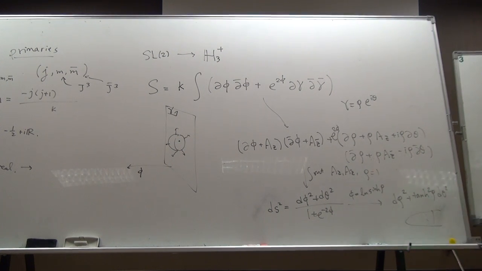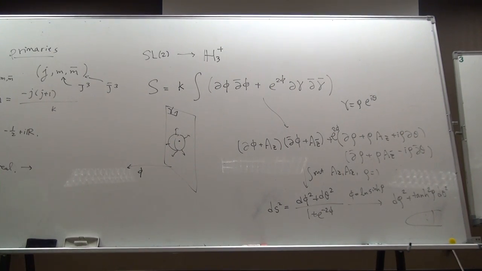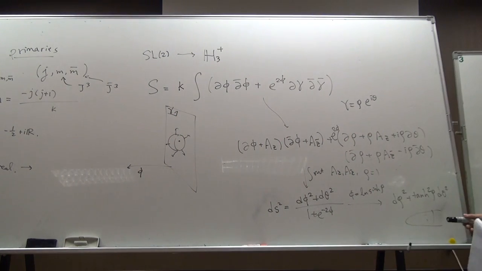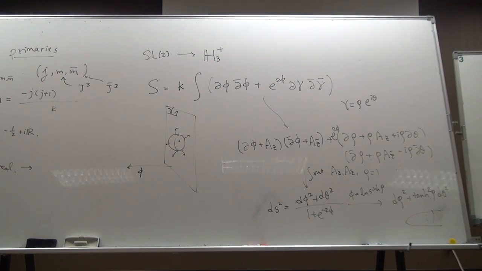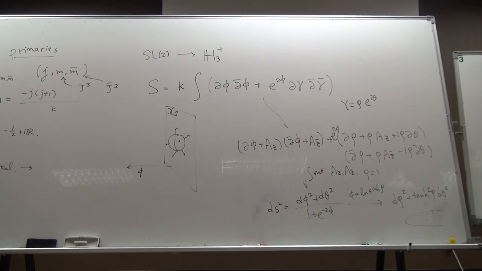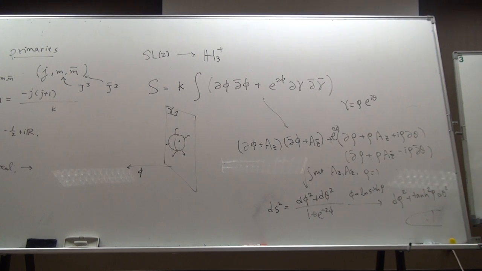So this is how you understand that the coset is described as the cigar, and there's a non-trivial dilaton profile that arises from the one-loop determinant as you integrate out the gauge field. Now, the cigar CFT is a theory of interest, but it's related in this way. And a useful way to organize the primaries of the H3 plus model is the following.